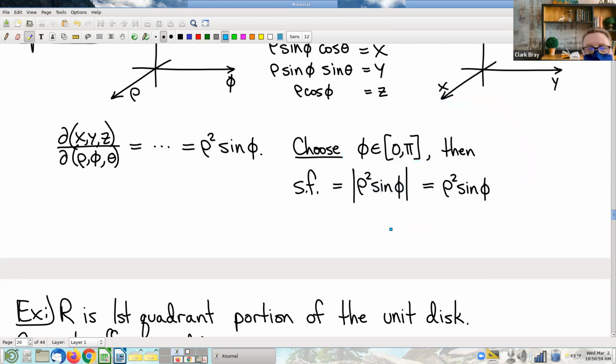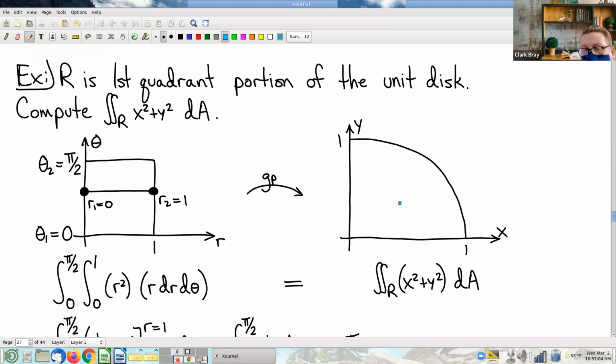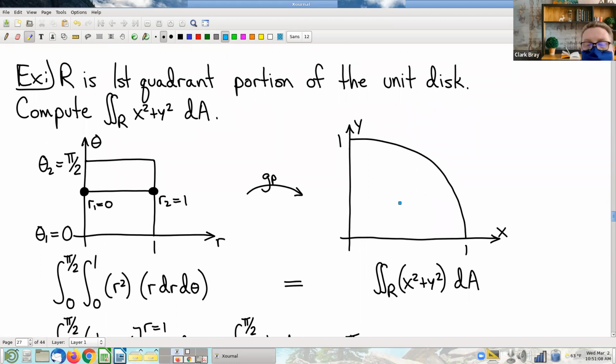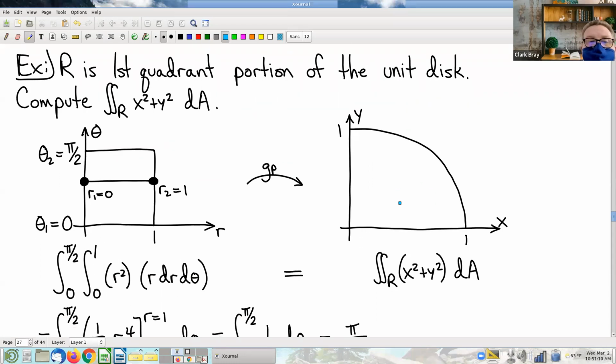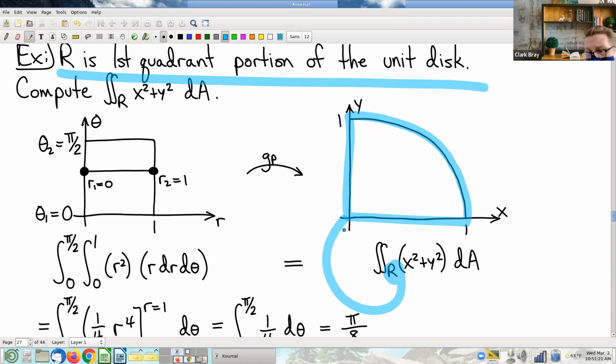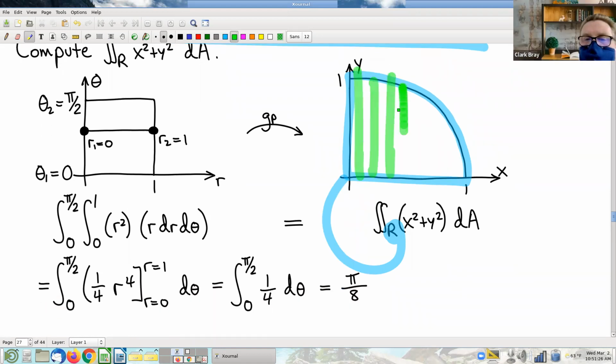Okay. All right, so let's see this in action. We're going to do a polar coordinates example here. So let's suppose that the region I'm interested in doing an integral on is the first quadrant portion of the unit disk. So that's my domain for some integral. Not that we can't do this brute force, right? I mean, I could absolutely slice this up rectangularly, and so on. It's just a circle.